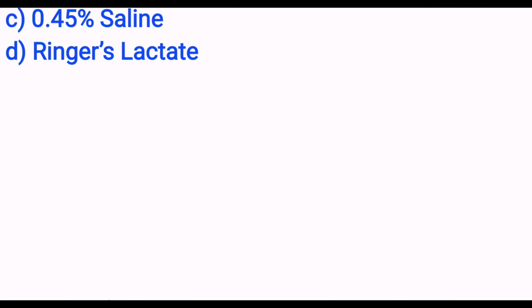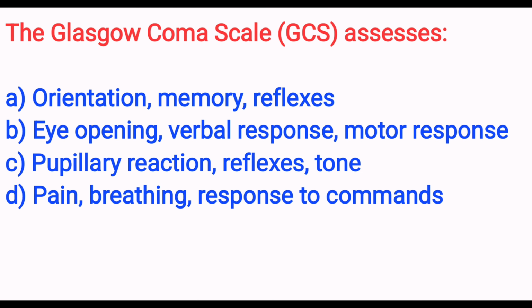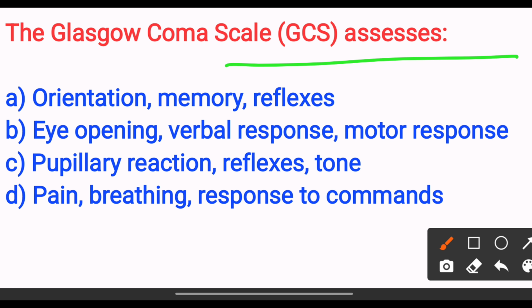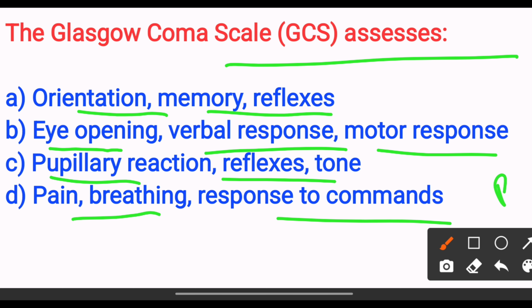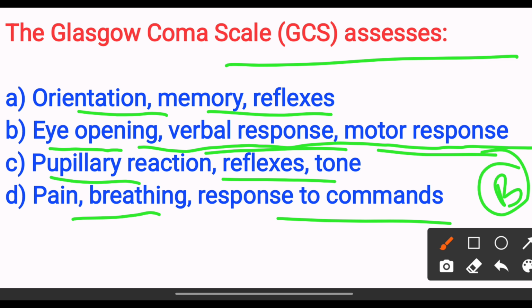Next, the Glasgow Coma Scale assesses: option A, orientation, memory, reflexes; option B, eye opening, verbal response, motor response; option C, pupillary reaction, reflexes, tone; option D, pain, breathing, response to commands. The answer is option B, eye opening, verbal response and motor response.